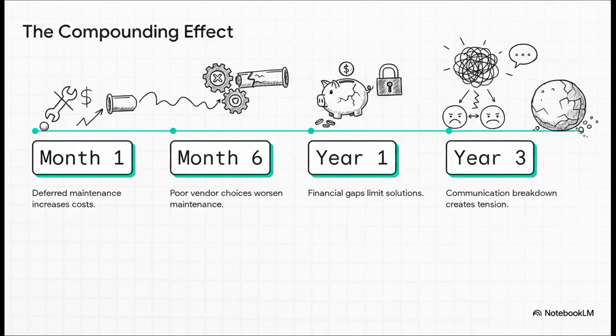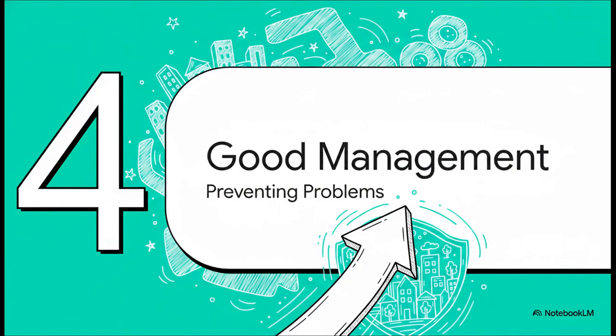By year 1, those extra costs have eaten your budget, creating financial gaps. And by year 3, total crisis mode. The board is burned out and systemic tension is everywhere. The longer you wait to fix the structure, the harder it is to pull out of the nosedive. But luckily, there is an antidote. Let's check out Section 4, What Good Management Prevents.